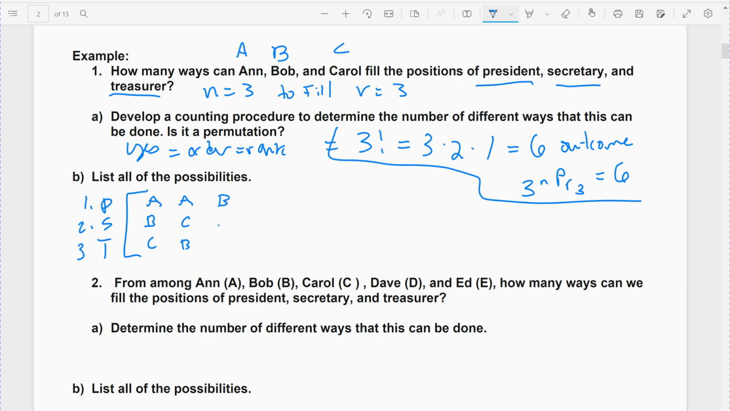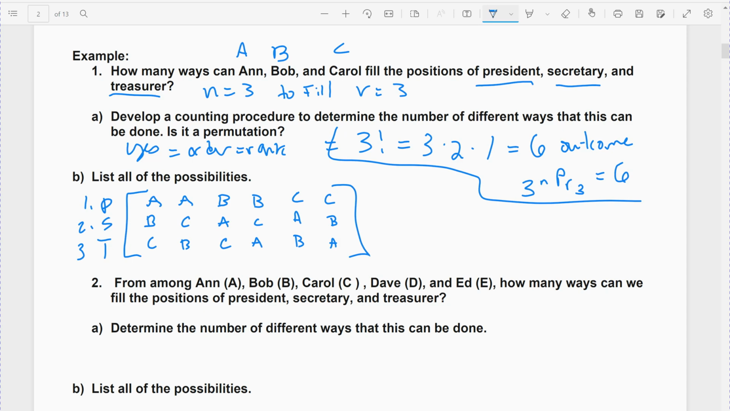Well, what if Bob's president? Ann can be secretary, Carol can be treasurer, or Carol could be secretary, Ann can be treasurer, and that's all the ways Bob can be president. Carol's president, Ann could be secretary, Bob could be treasurer. Carol's president, Bob could be secretary, Ann could be treasurer. And if you count them up, there are 6 different groups there. 6 ways you can take Ann, Bob, and Carol and have them in the positions of president, secretary, and treasurer. And again, it matters, because somebody in a different position would have different rank. So order matters. So that's a permutations example.